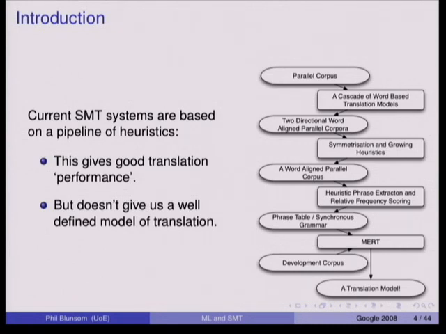And pipelines like this can make life difficult when we want to extend them. If we change something, the results can be unpredictable. If we make the word alignments better, often it makes no impact at all on the end translations. So we'd like something more well-defined in a modeling sense.